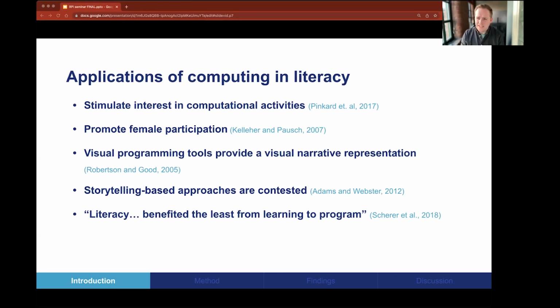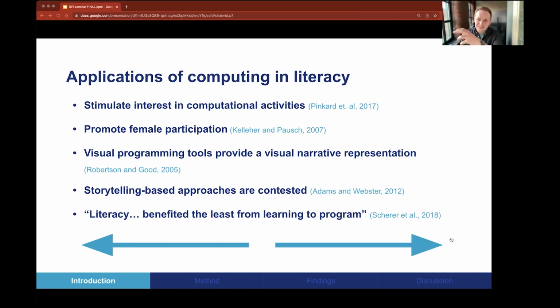This isn't necessarily surprising, given that they define literacy as reading comprehension and writing skills. And in terms of the overlap between programming and those forms of literacy skills, they're quite disparate activities. And so I guess within the literature base, we find this sort of to and fro between computing as a context for storytelling, storytelling as a context for computing.